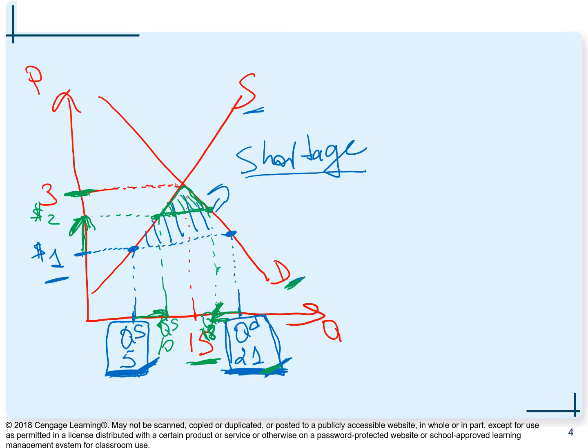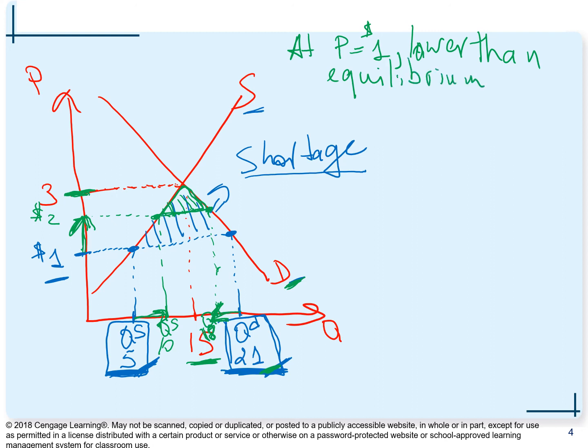So really quick notes. At price equals $1, remember this is lower than equilibrium. Our quantity supply is less than quantity demanded, and therefore we have a shortage. So you need to know for the test that if the price is set lower than equilibrium, we have a shortage. If the price is set higher than equilibrium, remember somewhere over here, then we have a surplus.